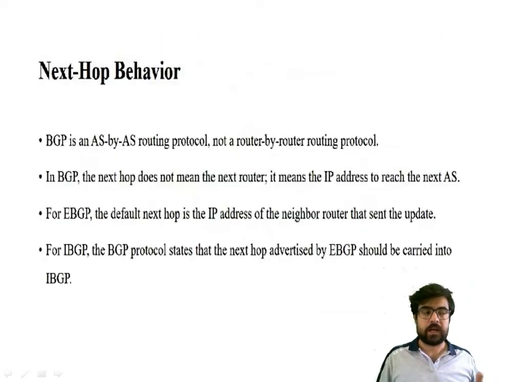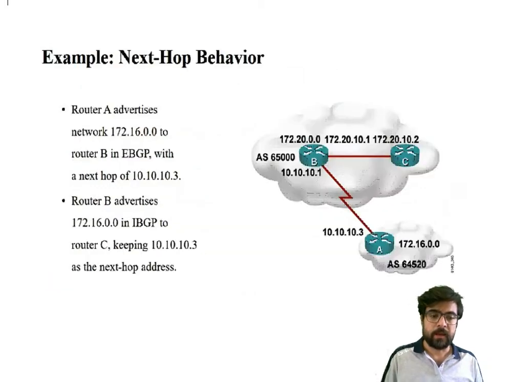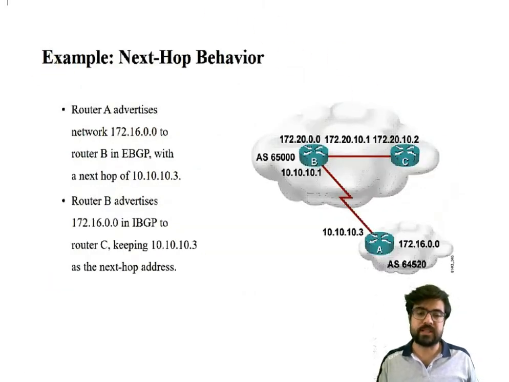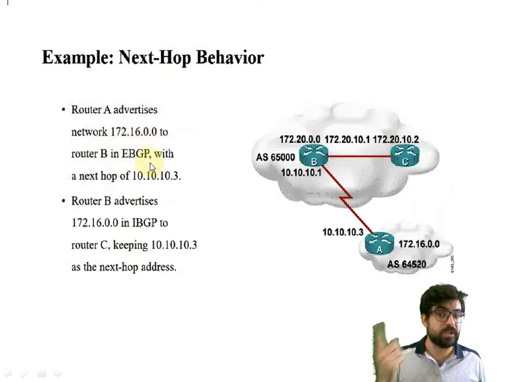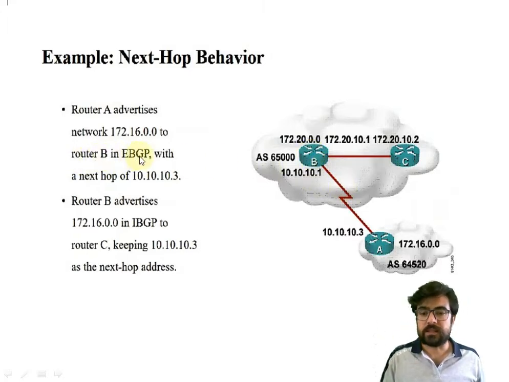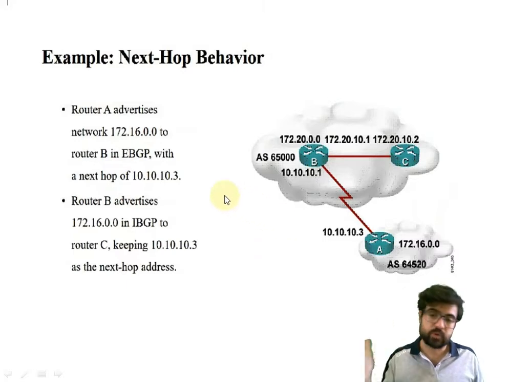What do we have? We were talking in the previous video about next hop behavior, and I told you about the AS path routing protocol and that sort of thing. But let's see this situation. Router A is going to send the network 172.16.0.0 to router C. Router A advertises the network to router B in eBGP, because the AS numbers are different, with the next hop of 10.10.10.3. Okay, so far so good.